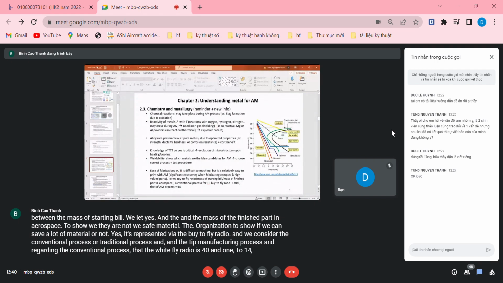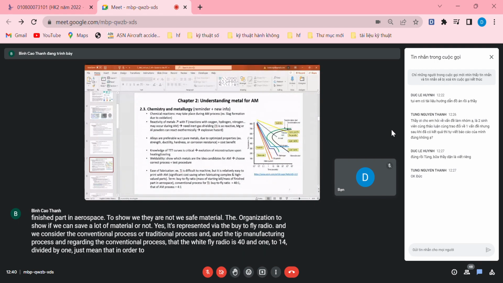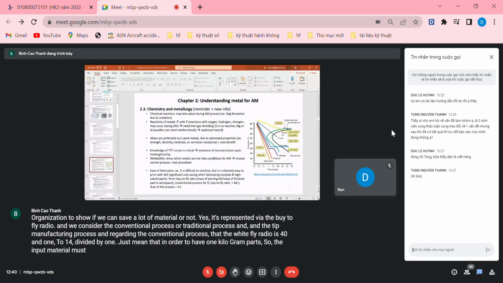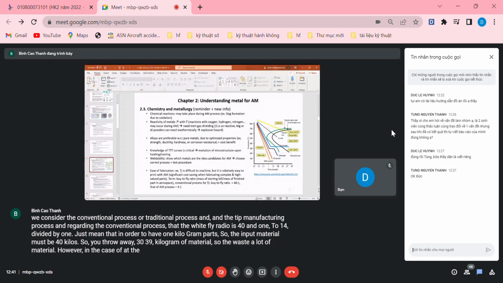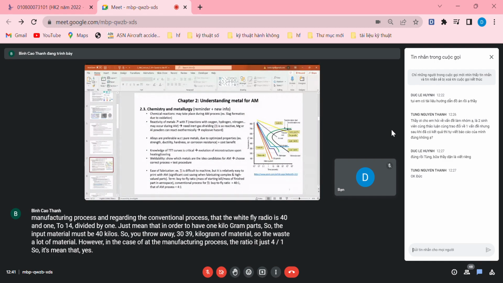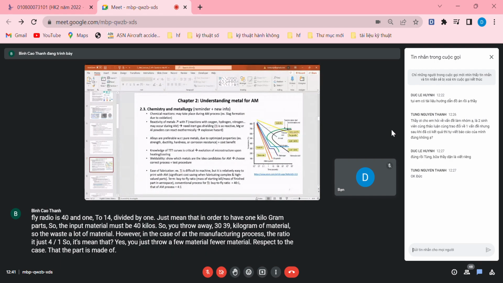40 divided by 1. This means that in order to have a 1 kilogram part, the input material must be 40 kilos. So you throw away 39 kilograms of material. You waste a lot of material. However, in the case of the additive manufacturing process, the ratio is just 4 divided by 1. So it means that you throw away less material with respect to the case where the part is made by conventional processes.